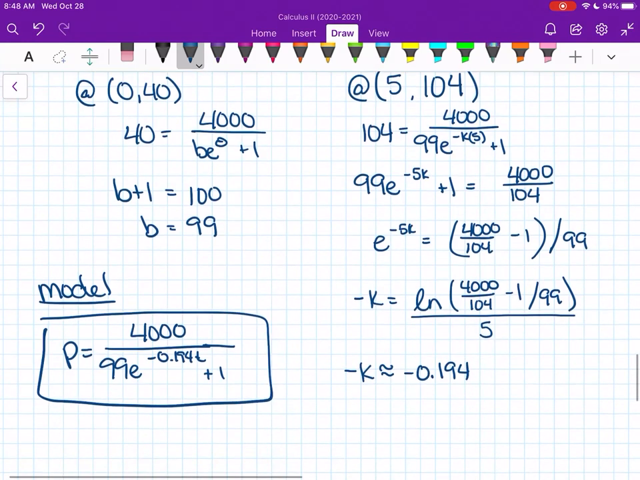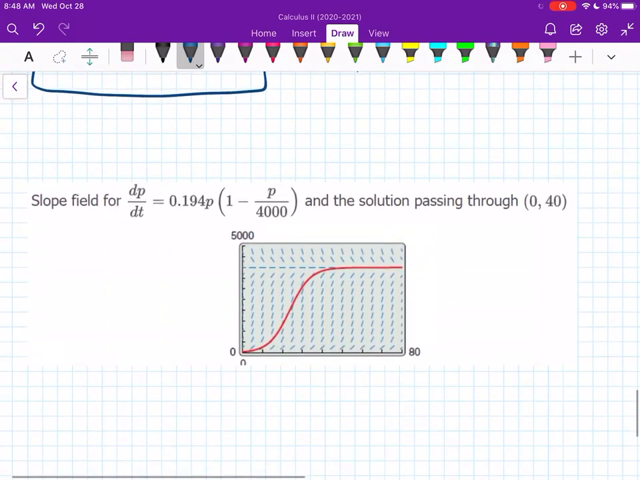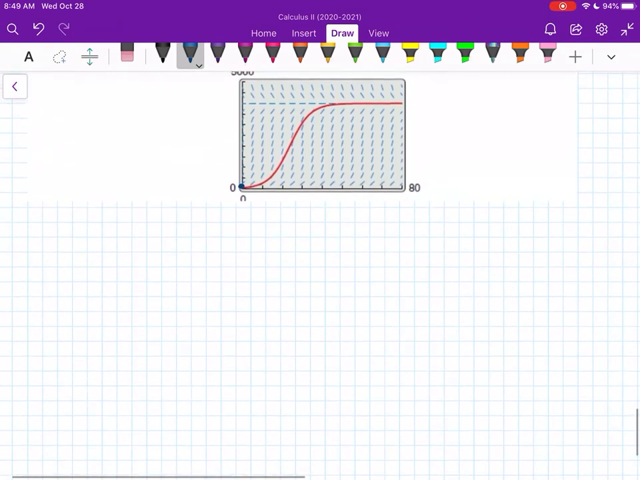Fantastic. Okay, and the next piece was to do the slope field for the differential equation. Since the slope field is pretty big, go ahead and use that Desmos tool I linked to on Schoology. So if we find the slope field for that, we're going to plug that in, and we're going to make sure we graph the point (0, 40). So (0, 40) is going to be here, and then it gives us the slope field here.